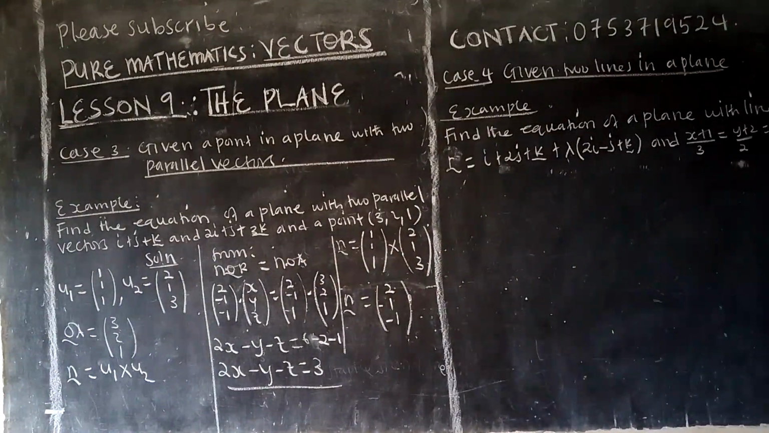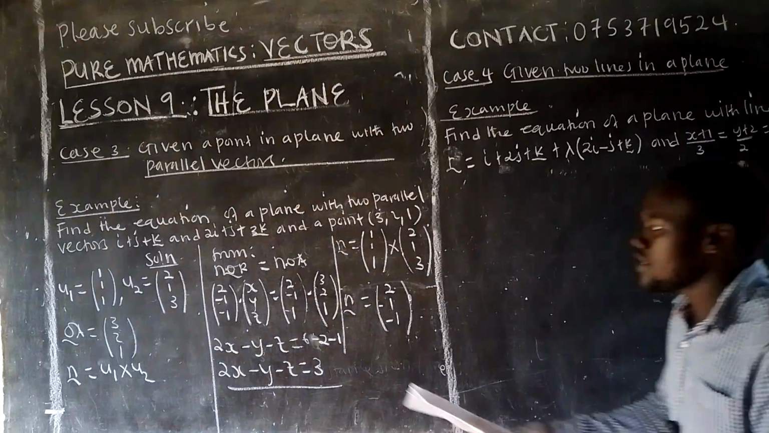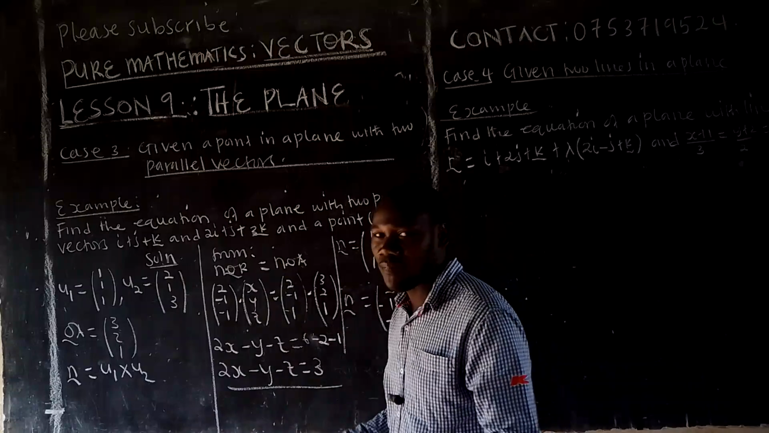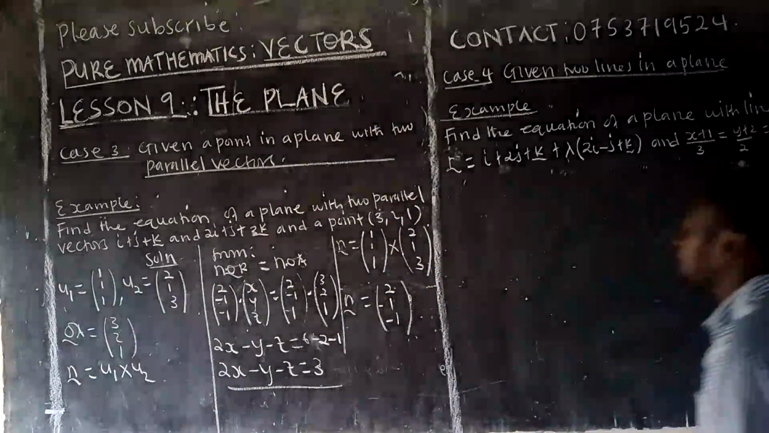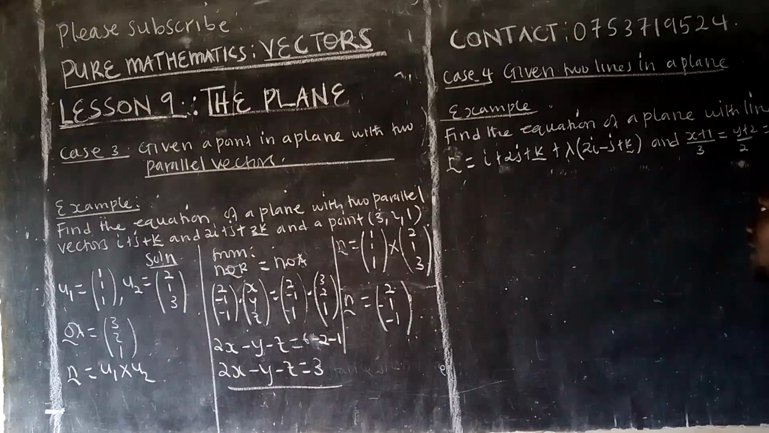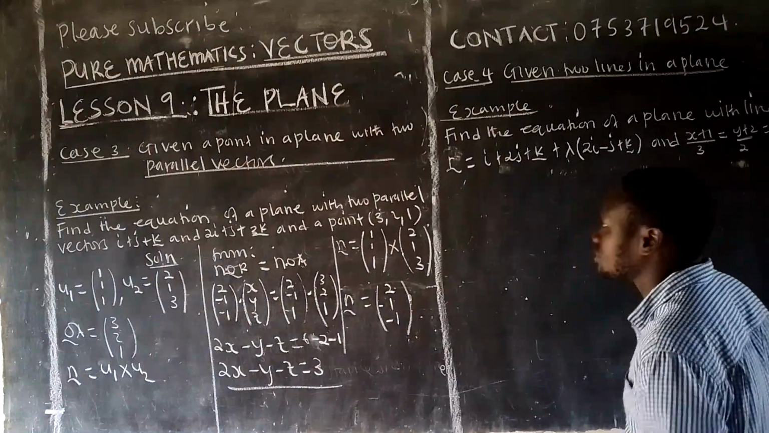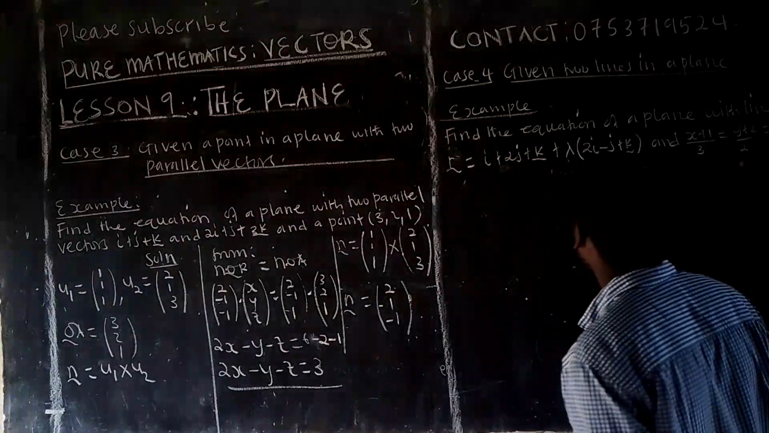Okay, we are on the second part: given two lines in a plane. Please, this formula here, n dot r equals n dot a, will help us finish up the whole equations of a plane. It's a simplified version. Better you go to the playlist, watch and watch and watch. Don't, of course, forget to subscribe.